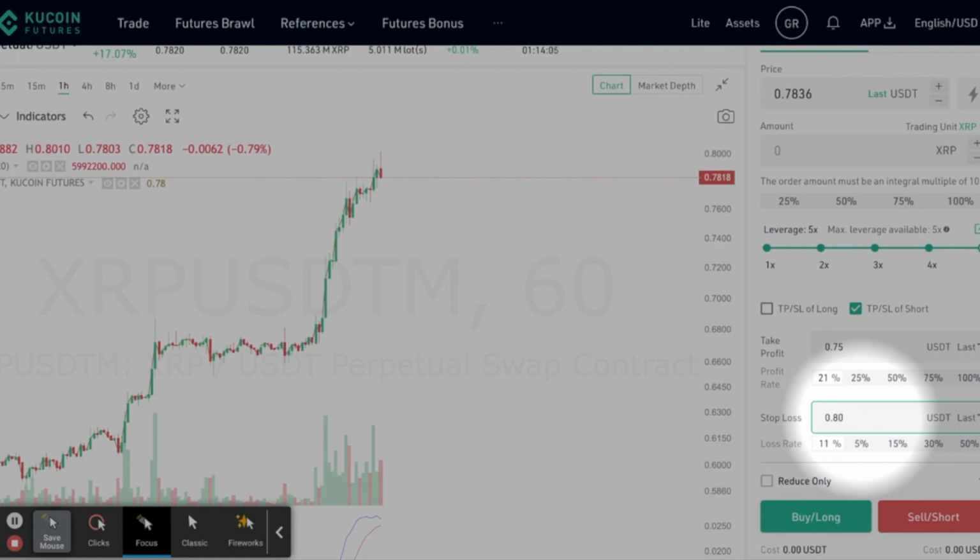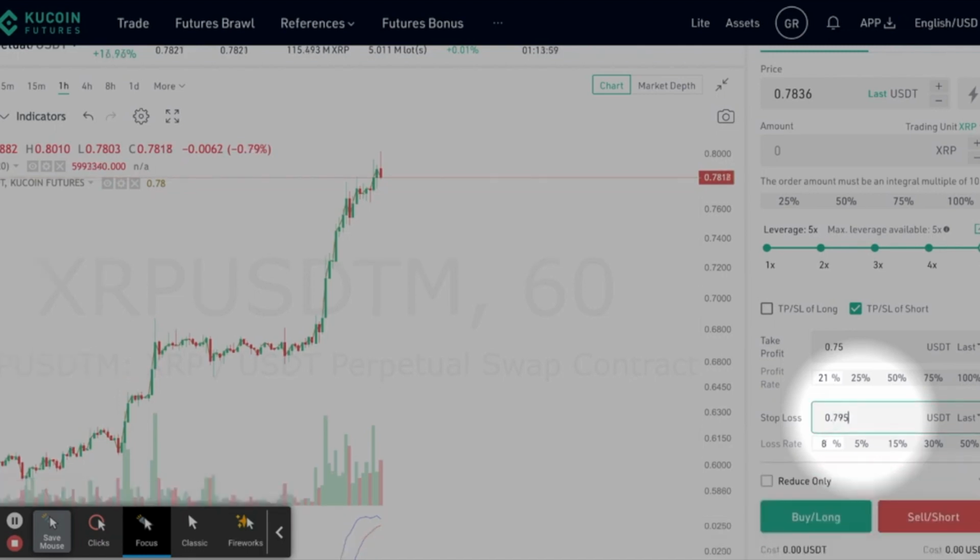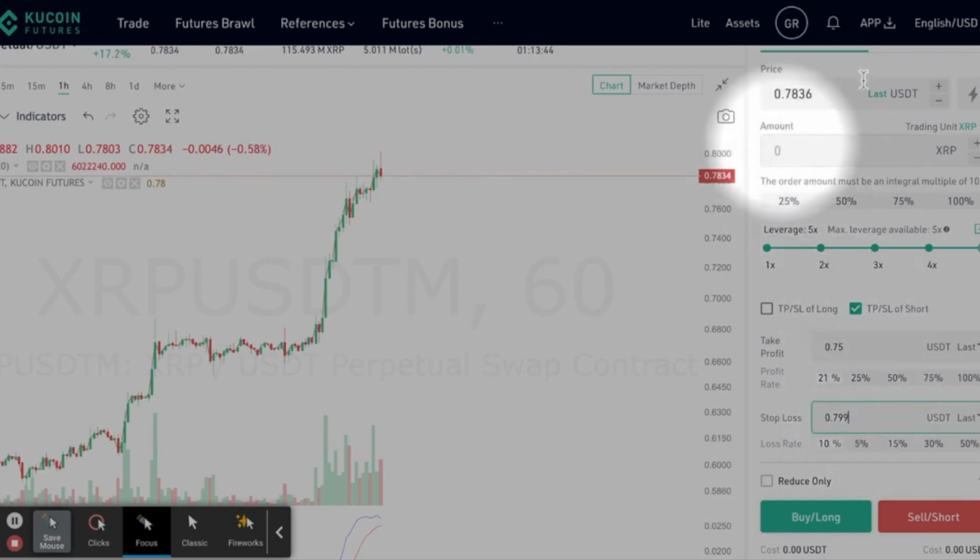So if we say 80, that's 11. So we could do 79.5, and that'll be about 8. So 79.6, 79.8 or 9. We got about 10. So we're looking at about a 10% stop loss or 21% for your take profit.